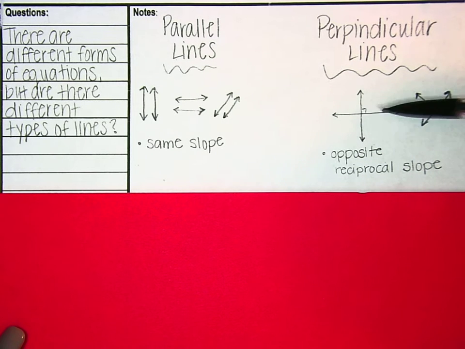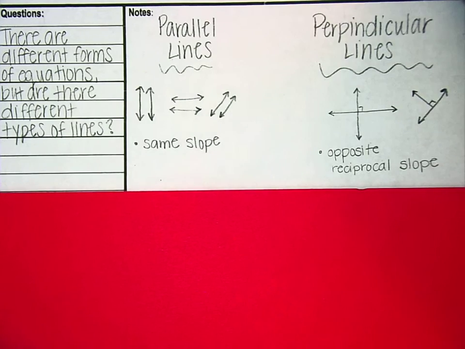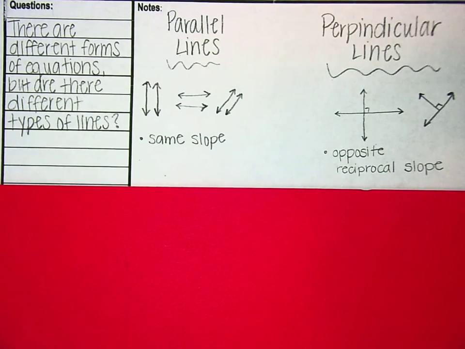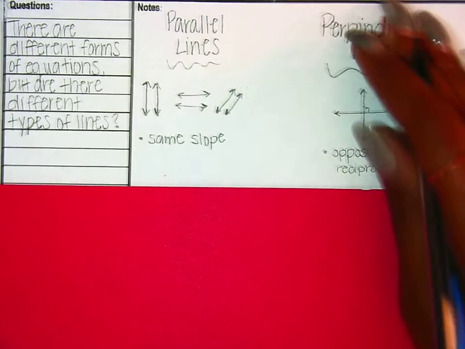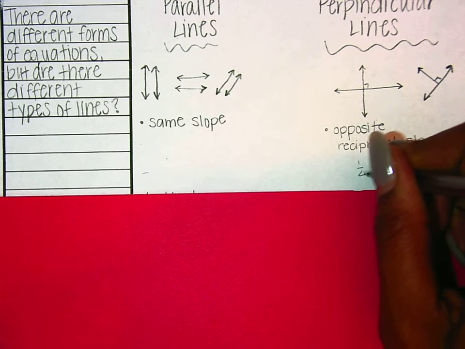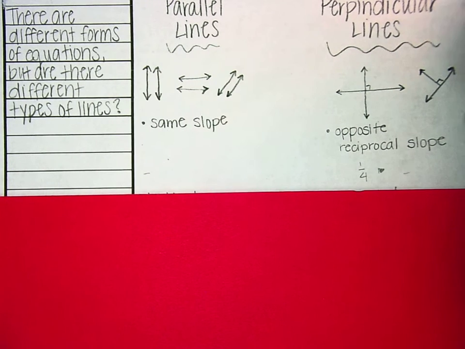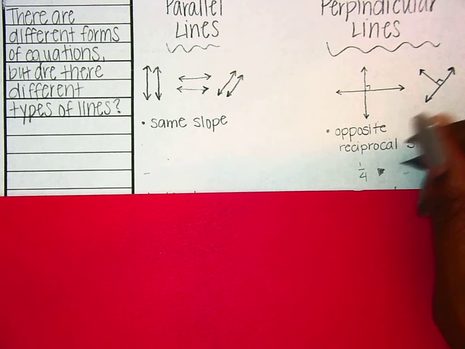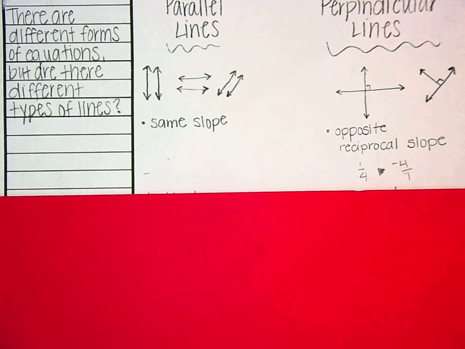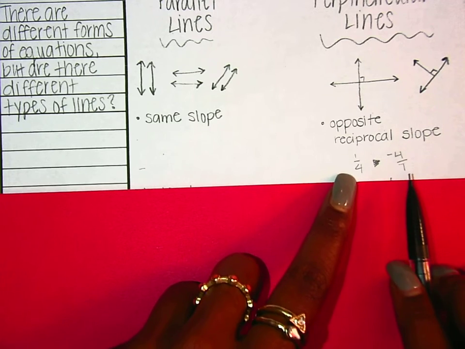These are lines that actually cross each other. These lines have the opposite reciprocal slope. We'll get into more of what that means in a further example, but pretty much opposite reciprocal means that if my slope is 1/4, a line with a perpendicular slope would look like -4/1. My signs are opposite, and the fraction is reciprocal.